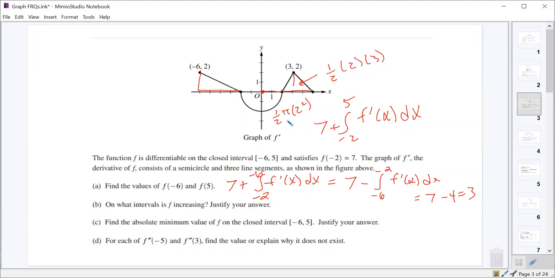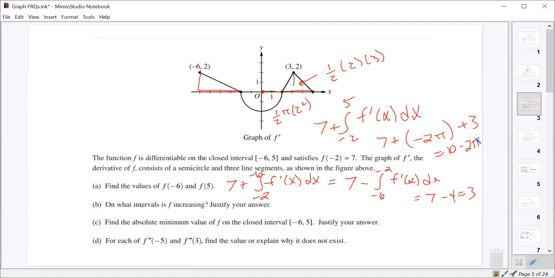This piece should be 2 pi. So we should end up with 7 plus, and then since this is below the x-axis, that's a -2 pi. And then this should be a plus 3, and we get 10 minus 2 pi. Any questions there on that one?